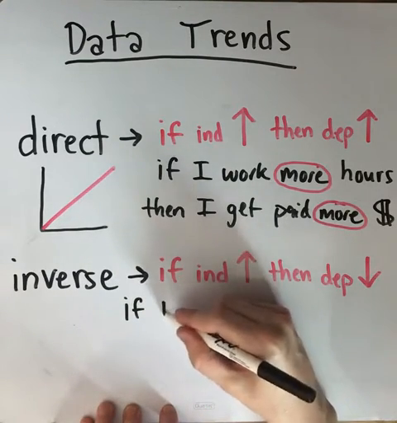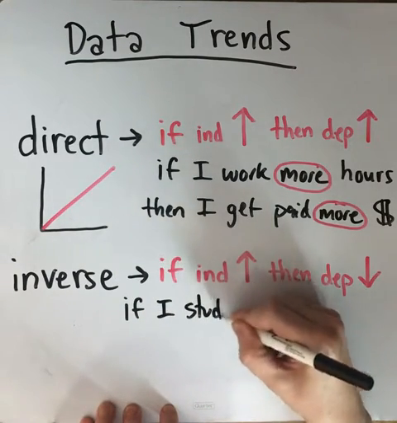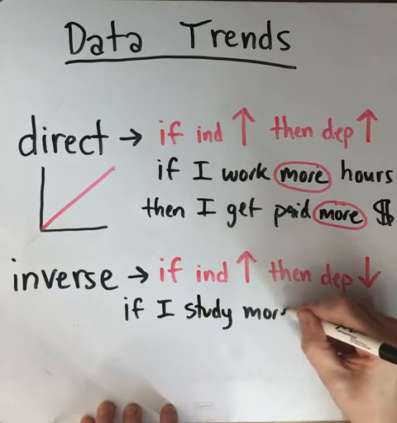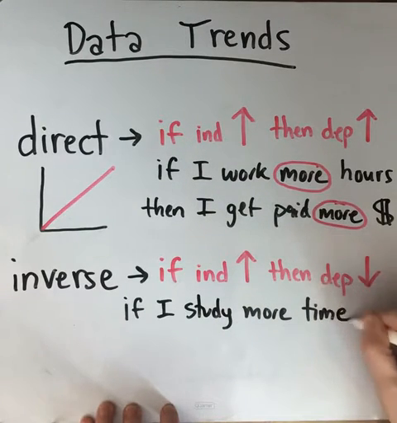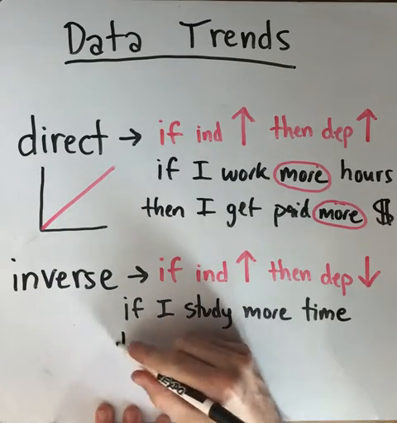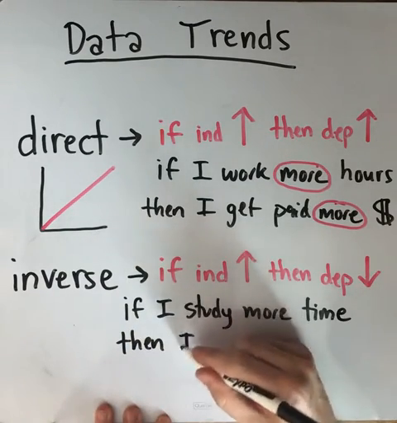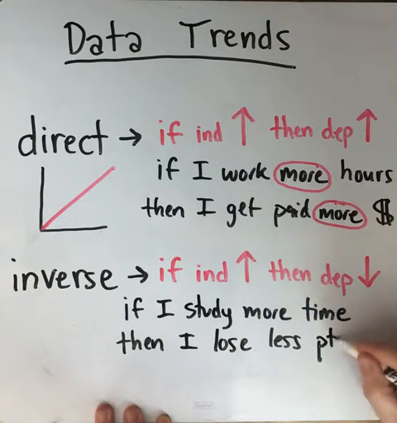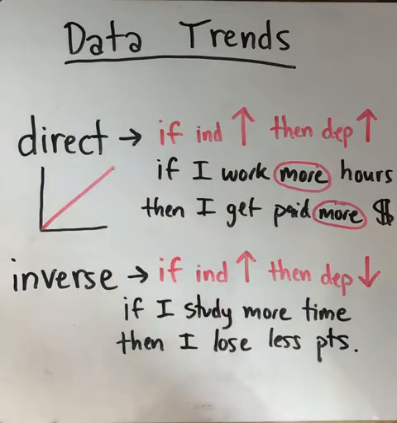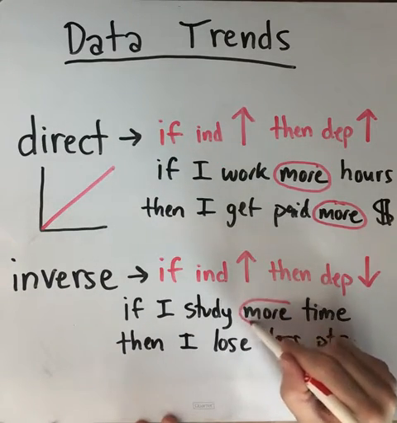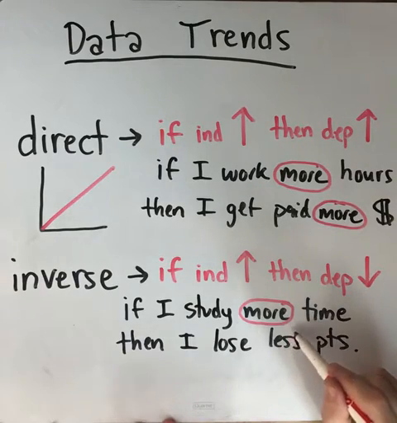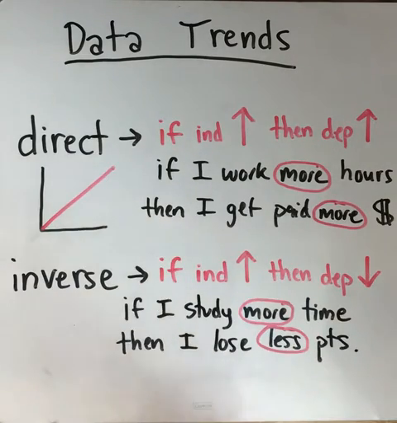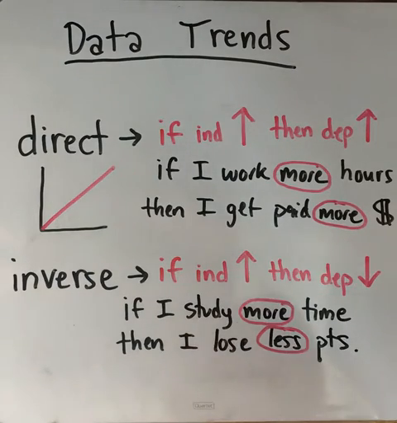So if I study more time, so there's the first variable, then I lose less points on a test. So notice one of these says more, it's getting bigger. The other one says less, it's getting smaller. If I study more time, I lose less points.